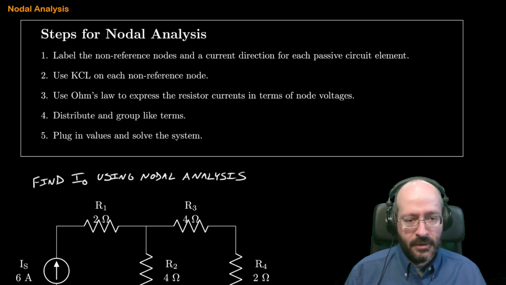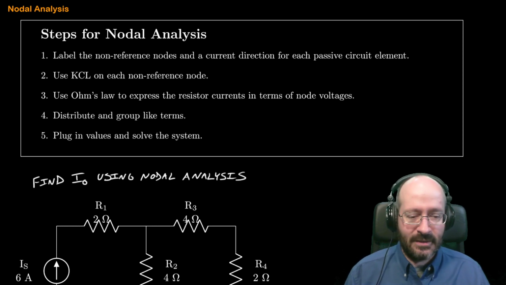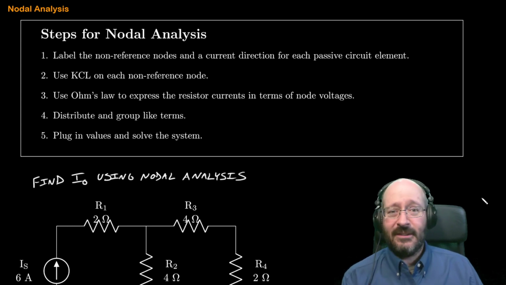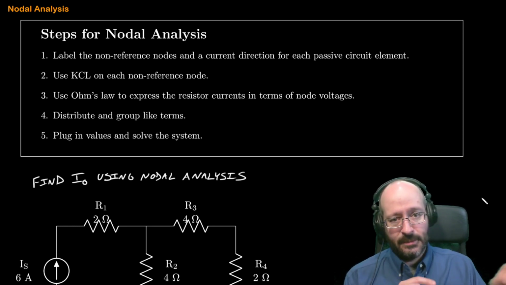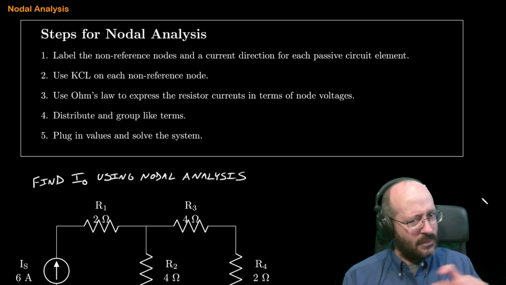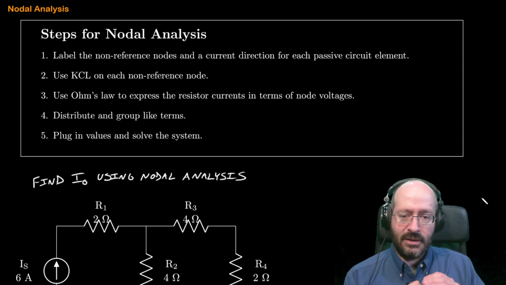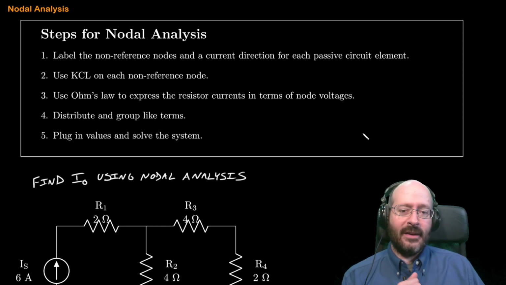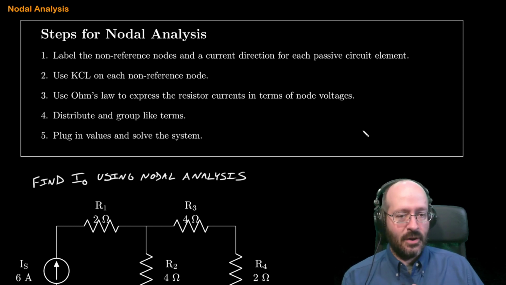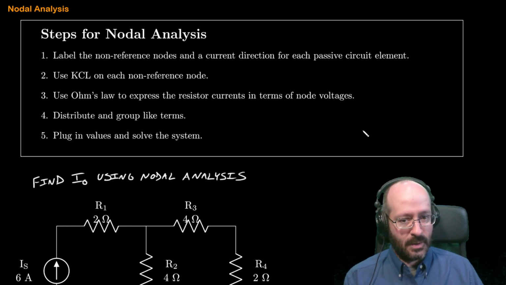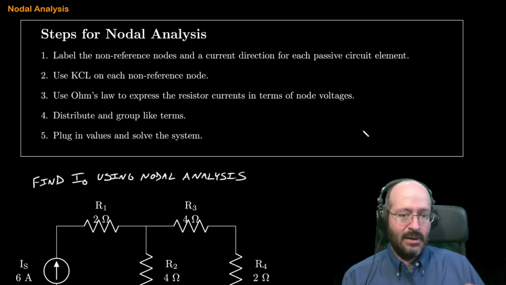Label the non-reference nodes and a current direction for each passive element. So we just have to define the coordinate system. We say these are our unknowns, and then we use these arrows to keep us honest with the science, to get our pluses and minuses correct every time. Then we're going to write a KCL equation for each non-reference node. Already that's different from mesh, right? We wrote a KVL for every mesh. Now we're writing a KCL for every non-reference node.